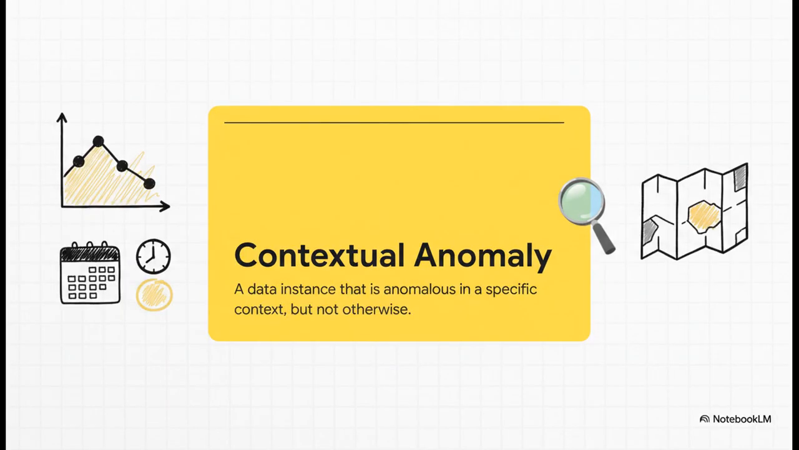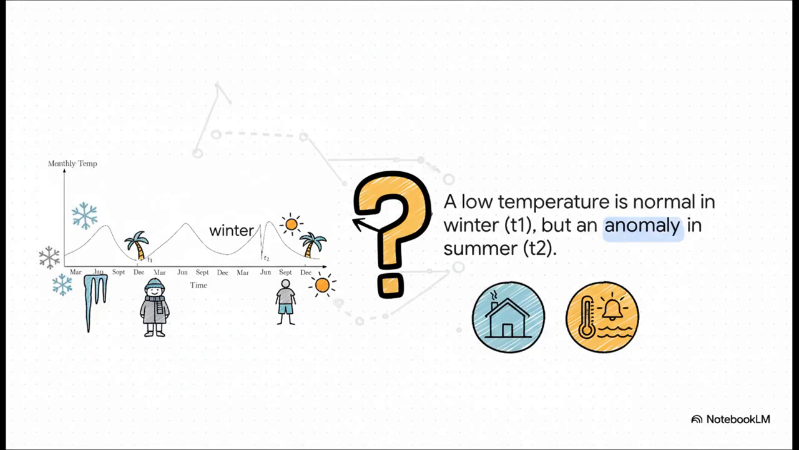Next up, things get a little more subtle. We've got contextual anomalies. Now with these, a single data point isn't necessarily weird on its own. The weirdness comes from when or where it happens. For these anomalies, context is absolutely everything. And this slide is the perfect way to understand it. Look at the graph. A temperature of, say, 35 degrees Fahrenheit in the dead of winter at time T1. Totally normal. No one bats an eye. But that exact same temperature in the middle of a summer heat wave at time T2, whoa, now that's a huge anomaly. The data point itself didn't change, but the context flipped its meaning completely.